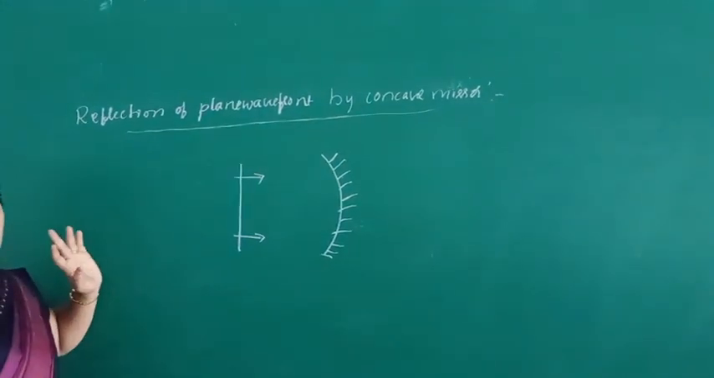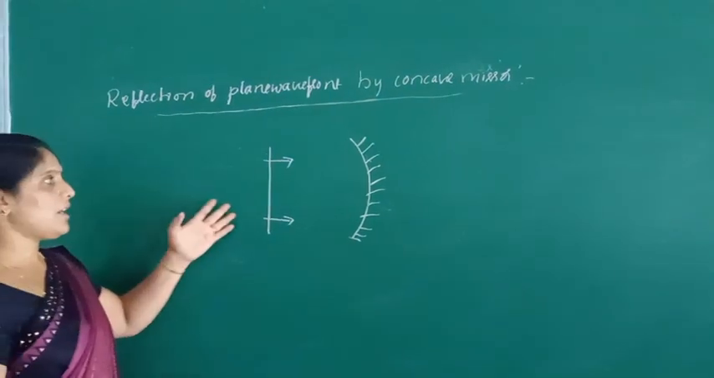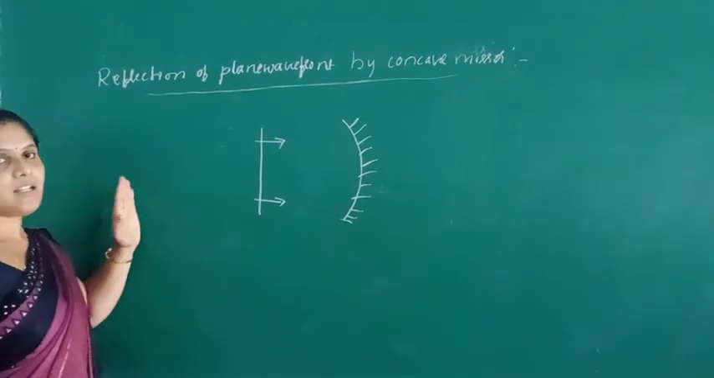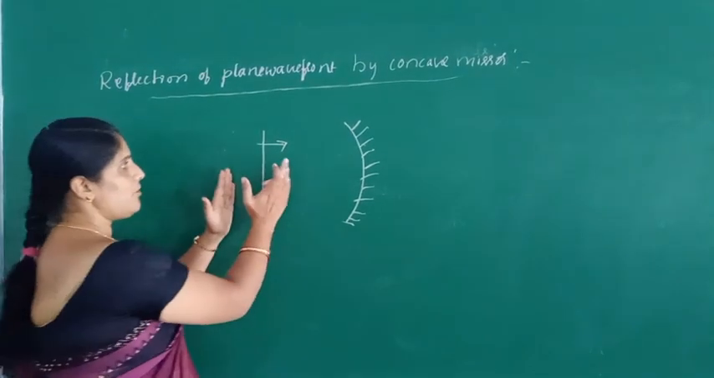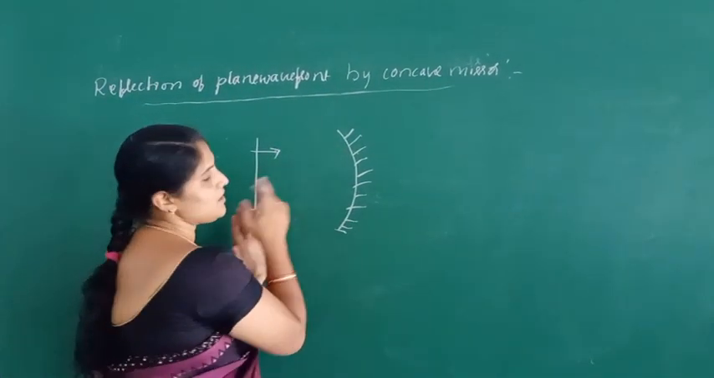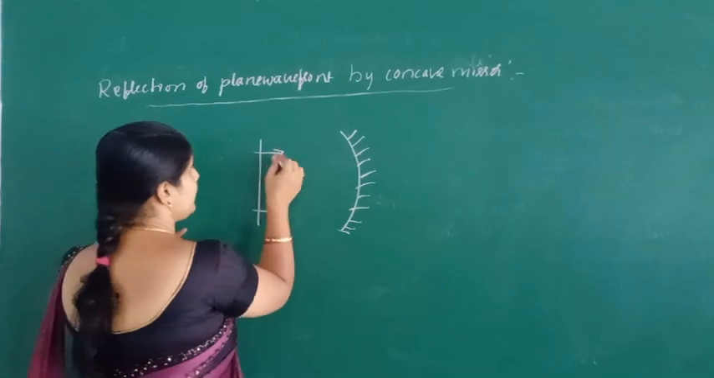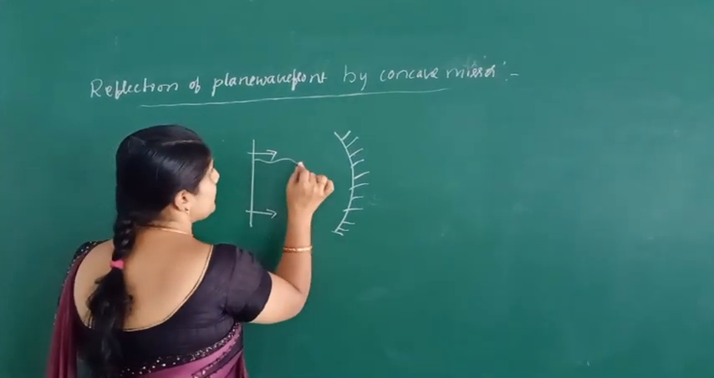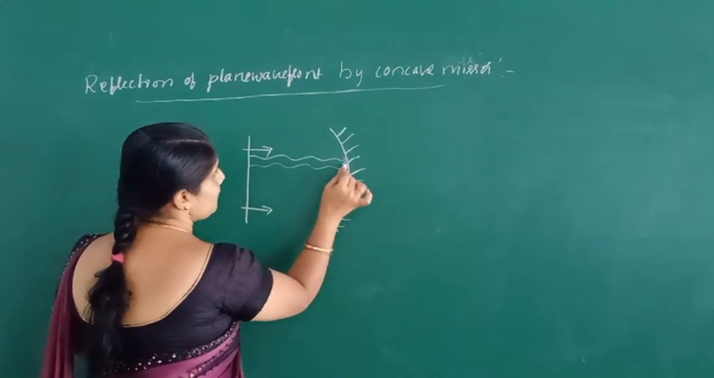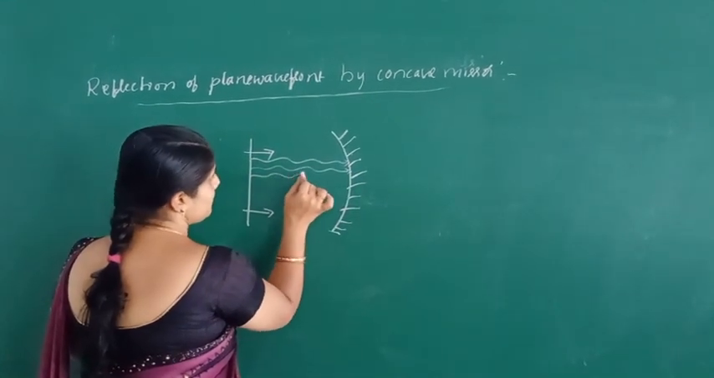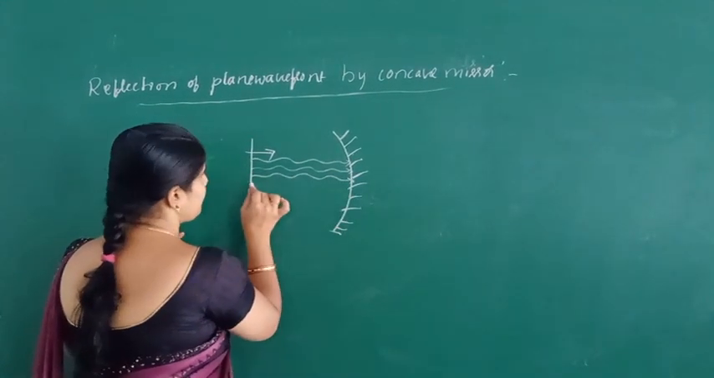The plane wavefront is obtained when the source is kept at an infinite distance. A plane wavefront means the parallel beam of light is incident on the concave mirror here. So the parallel beam of light is incident like this.